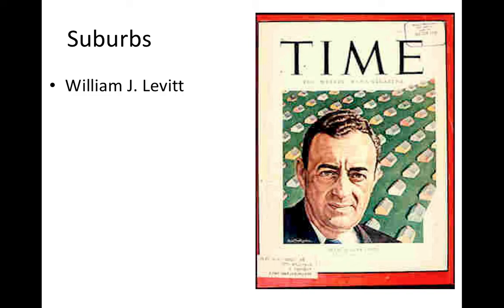In 1940, most Americans lived on small farms or in small towns with fewer than 2,000 inhabitants or in big cities. By 2000, 60 years later, most Americans lived in suburbs. 80% of all Americans lived in suburbs. That's a huge shift, kind of like the shift from rural to urban. It all starts with this man, William J. Levitt.